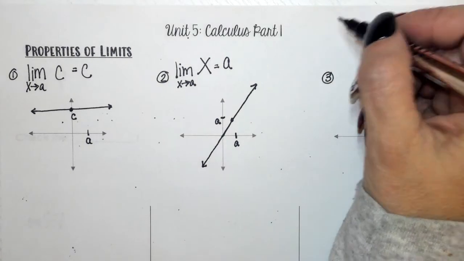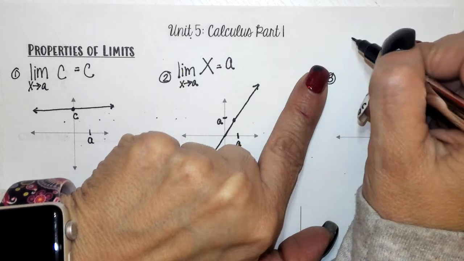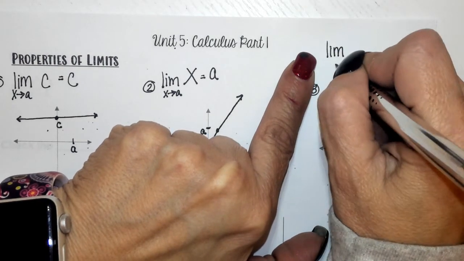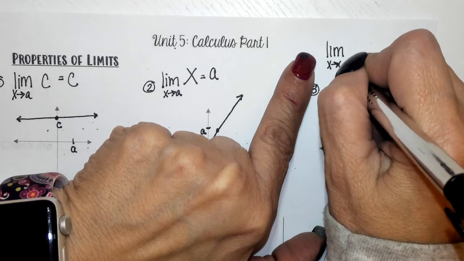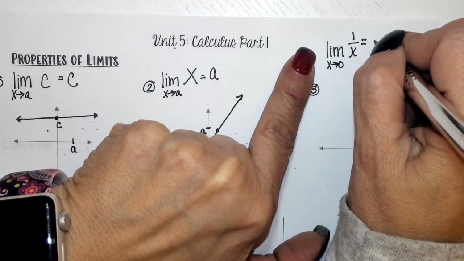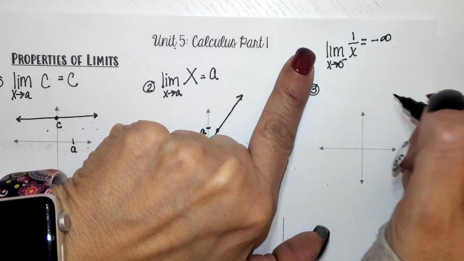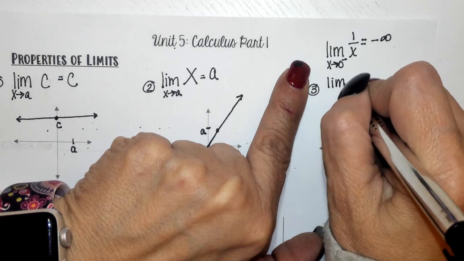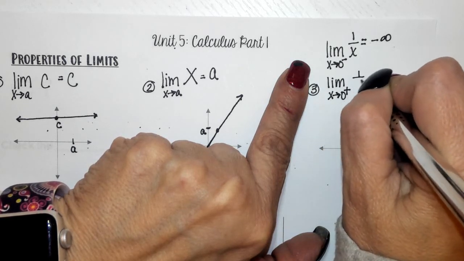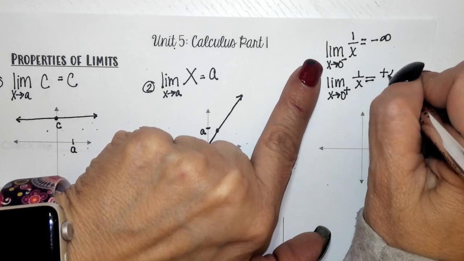And the third one is the one we just did a second ago. I'm going to go up here to write this because it's kind of a big one. I'm going to say the limit as x approaches 0 of 1 over x. What we just did, we said it goes to negative infinity if it approaches from the left. And then we said the limit as x approaches 0 from the right of 1 over x went to positive infinity.